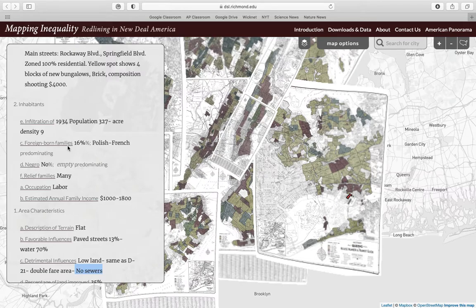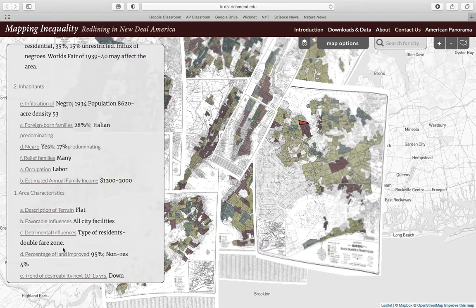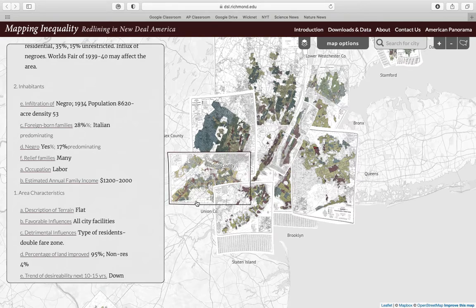And 16% Polish and French immigrants. I'm looking for one that was like detrimental influences. It just explicitly said race of residents and was like the people don't seem proud to live here. But why would you feel proud to live there if it was a neighborhood that wasn't receiving funding or support or any sort of federal backing? Here they just say type of residence.